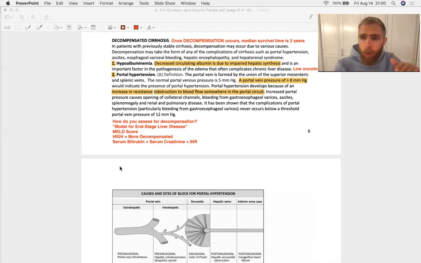And someone with a lower MELD score, you're going to say they're a compensated cirrhotic. They don't necessarily have too much to worry about as long as they keep their liver very happy and healthy and avoid injurious stimuli.